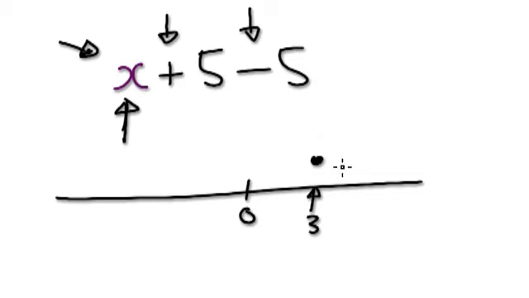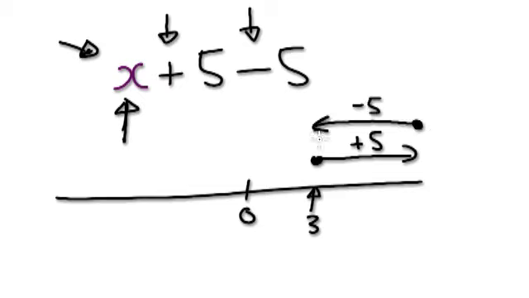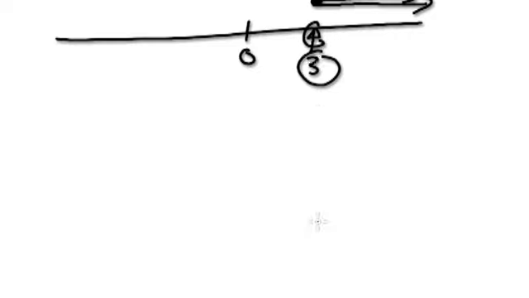Now when I add 5, it means I'm going to move 5 to the right. And then this will be my ending point, and then I've got to take away 5, so I've got to go back 5, back to where I started. Can you see that? No matter what number you think of, when you add 5, you move forward 5, and then take away 5, you move back 5. So you're always going to end up where you started.